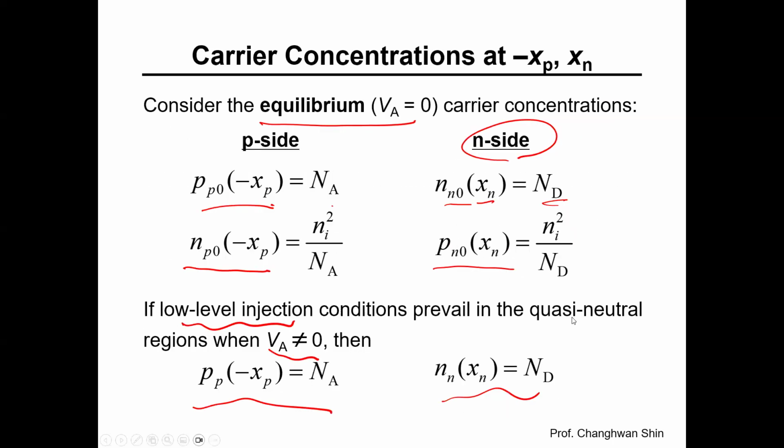This is like saying that adding a few drops of food coloring to a large bucket of water does not noticeably change the amount of water, even though it changes the color, okay? So these boundary conditions are crucial and key for our analysis because they serve as the starting points for calculating how carriers diffuse throughout the quasi-neutral regions.